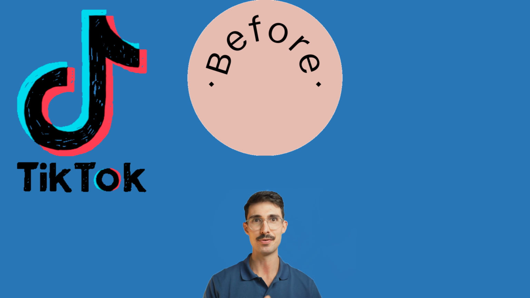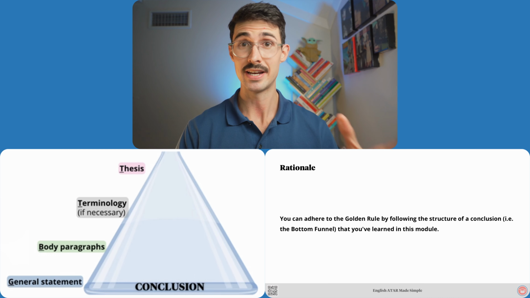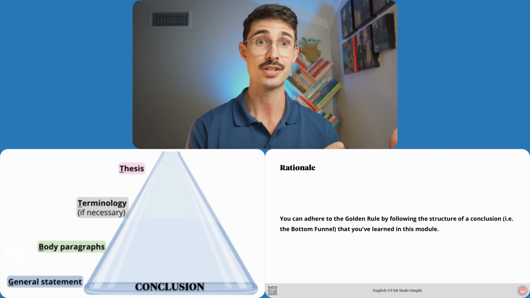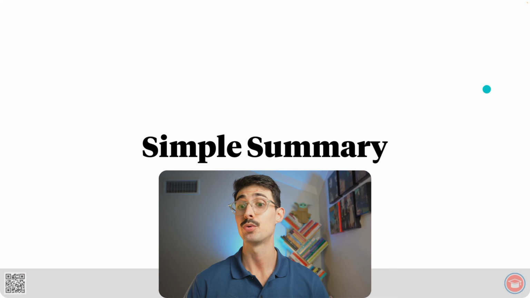In other words, there's no room in the TikTok before Graham conclusion structure for any new information. So following that structure means that you will adhere to this golden rule of not introducing new information in the conclusion. And we're done for this lesson. Here is a simple summary.